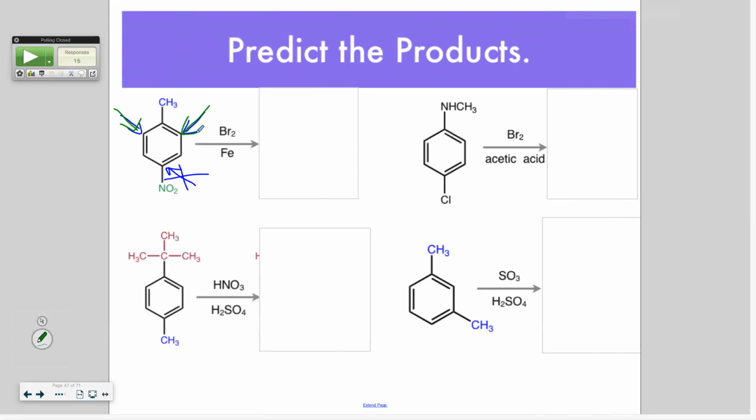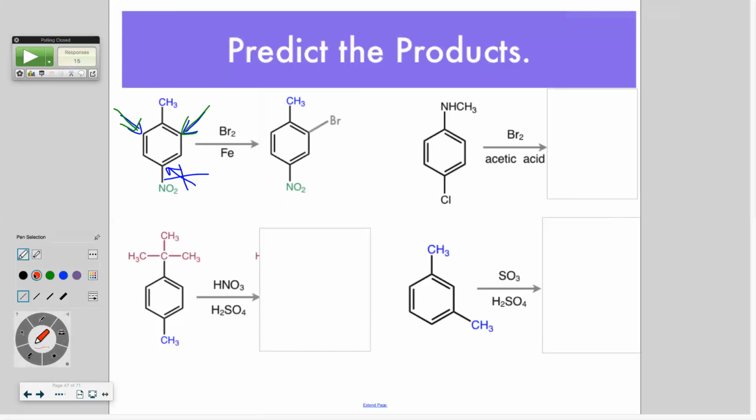Okay, so what do you think the Br2 and Fe is going to do? It's going to put what on the ring? A bromine, and where is it going to be? One of those two spots. That makes sense? See how we did it? You just got to kind of logically go through it. It's really pretty logical. All right, let's look at this one. Up at the top, we have a t-butyl group, and what is it directing to?